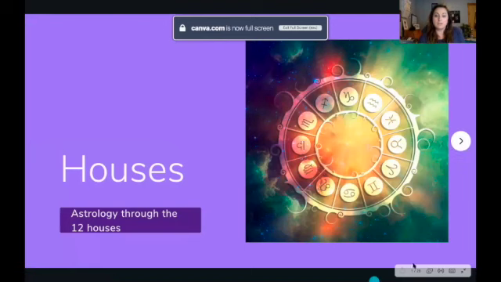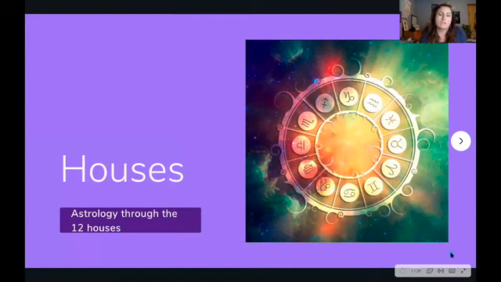So I'm going to go ahead and share. What you see here is sort of an artistic rendering of an astrological wheel. Whenever you're looking at an astrology chart, you're going to see something similar to this. Every chart contains 12 houses. These houses are going to be populated with planets depending on the chart that you're looking at.